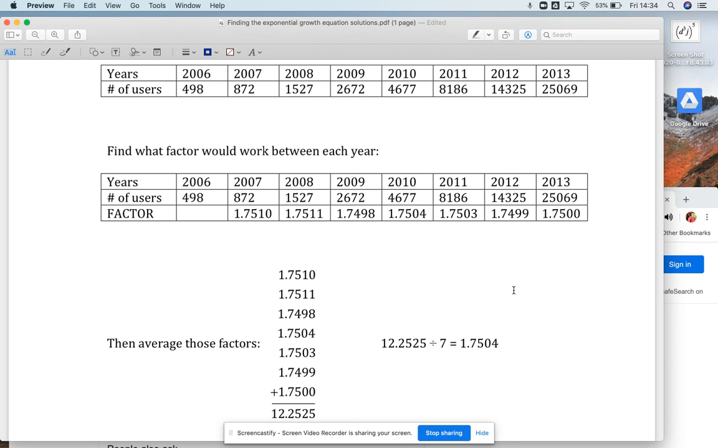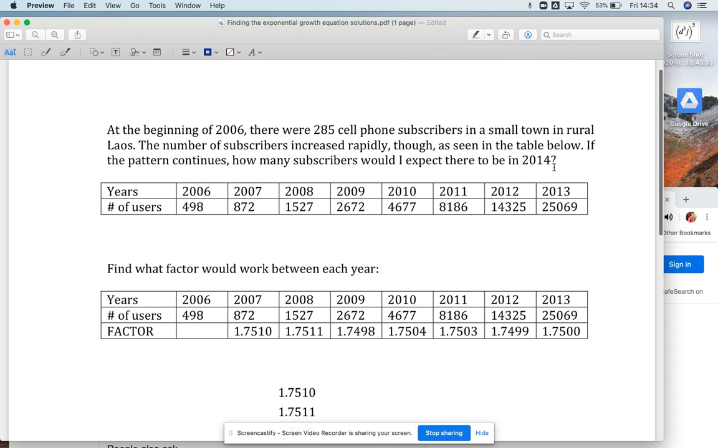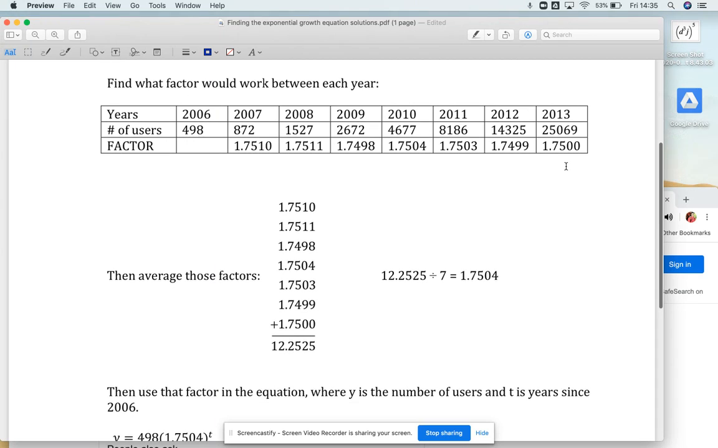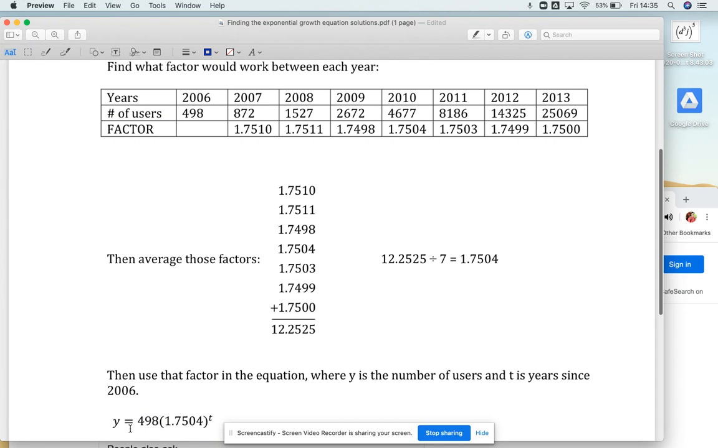So let's get back to the question that I was trying to find. How many subscribers would I expect there to be in 2014? Well, if I use an equation here, the y is the number of users I have, so I'm trying to find that out. I'm going to equal to whatever I start off with. In this case, it was 498 users. And I know that I'm going to be multiplying it by some factor a certain number of times. Well, here's the factor that I have here. And t is the number of years that I'm going to multiply by that factor.